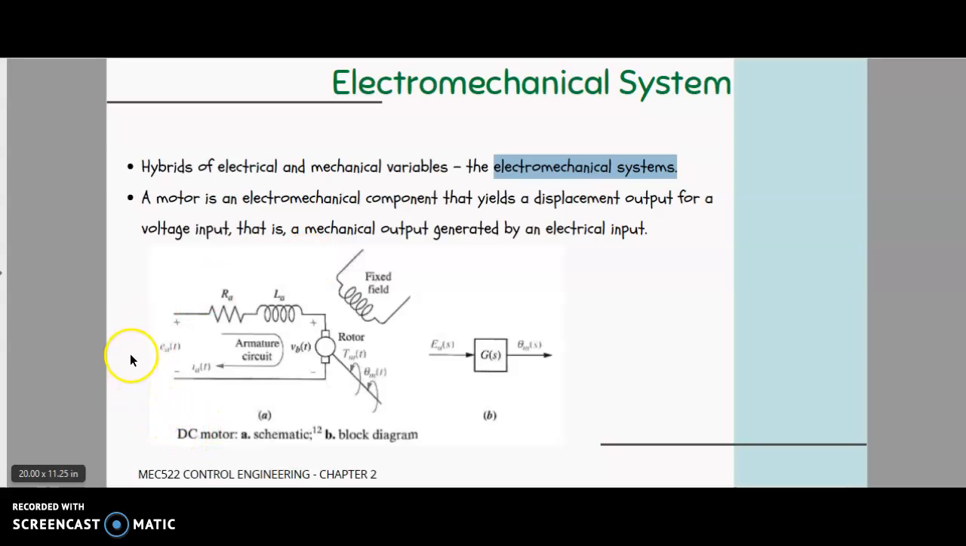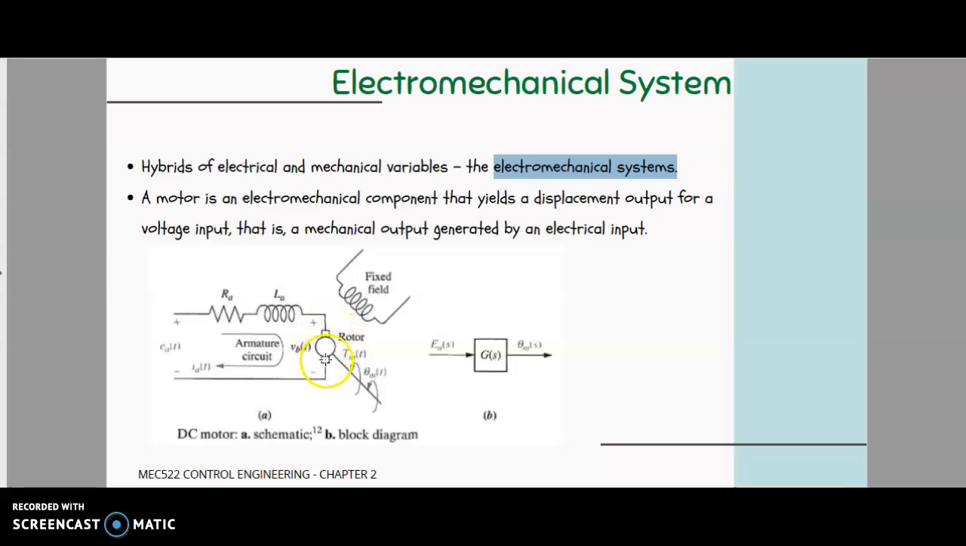So you can see this figure. There are two parts, two systems. First is the electrical system, and this one is the mechanical system. For the electrical system, we have the input, we have a resistor, an inductor, and then also the current. This current we call the armature current.